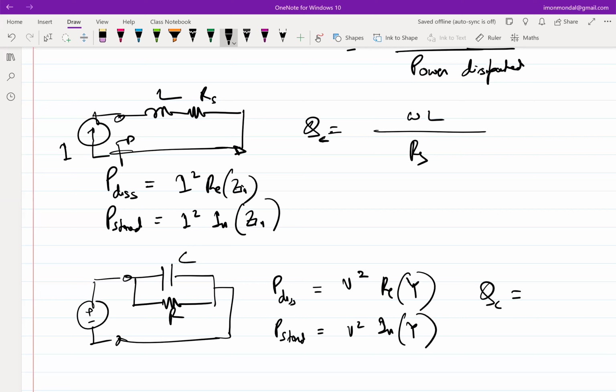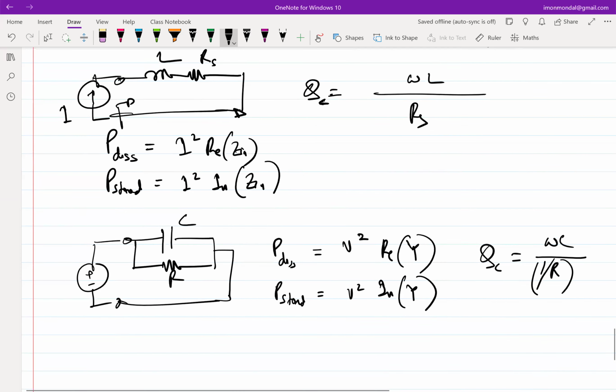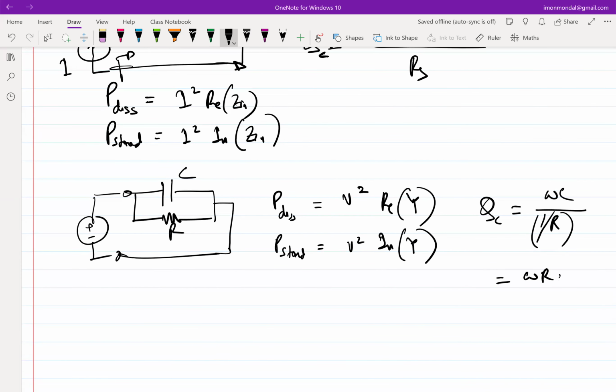So your QC will be what? Power dissipated is, what is the real part of the conductance? 1 over R. So power dissipated is 1 over R. And what is the imaginary part of the conductance? Omega C. So this becomes omega RC. So this becomes the component Q of a capacitor with a resistor in parallel, right?